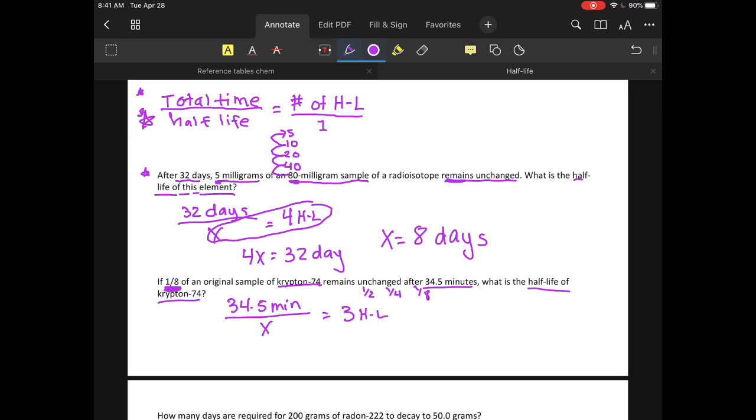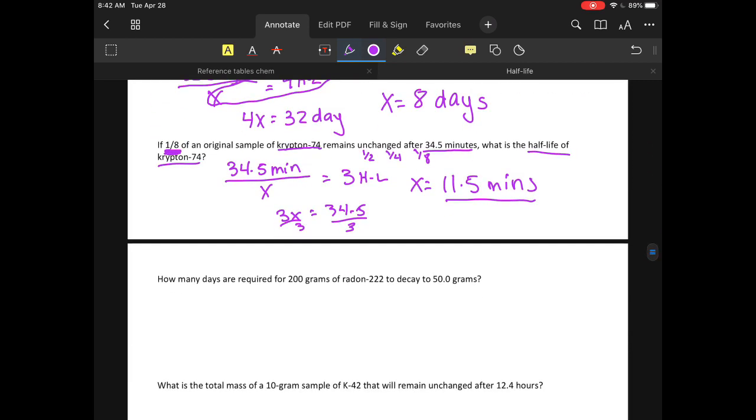Okay, so 34.5 divided by 3x, if I cross-multiply, 34.5 divided by 3 is, oops, did something wrong, 34.5 divided by 3. Oh my goodness. Is 11.5 minutes. So it has a half-life of 11.5 minutes. So that was 3x equals 34.5, divided by 3. Okay, let's do one more example.